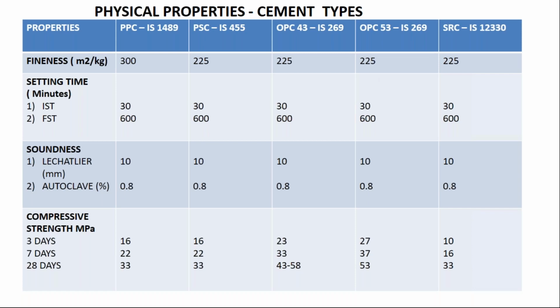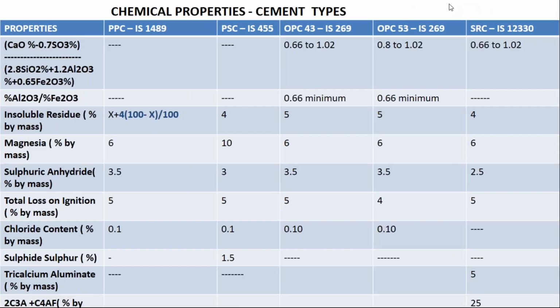Now, of course, many of them don't go and look at the chemical properties, but there are certain chemical properties also mentioned in the cement test certificate. As all of you can see, you will find that lime saturation factor, of course, is only for OPC 43, 53 as well as SRC cement. And insoluble residue, again, you will find that it's a formula based on the addition of fly ash. There is a limit where X is the percentage of fly ash that is being added. Then 4%, 5%, these are the insoluble residue, magnesia, and all these chemical parameters, and the sulfate sulfur, which is only there for PSC cement, whereas that is not applicable for any other type of cement.